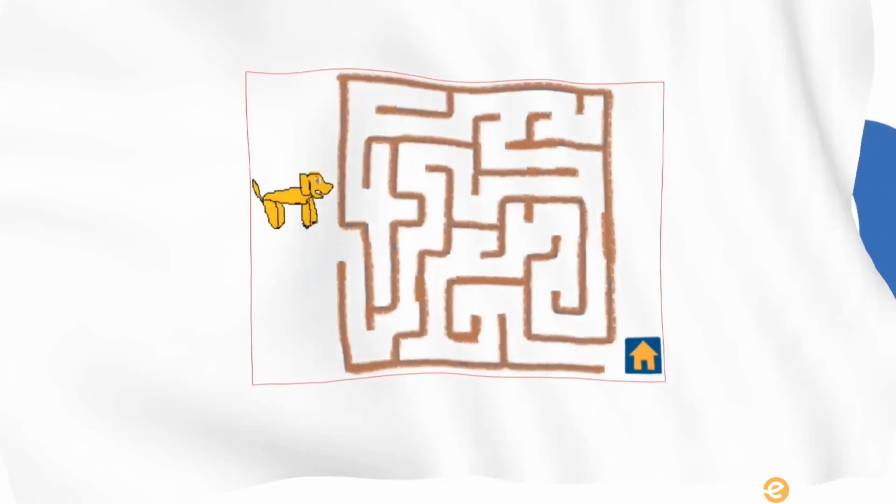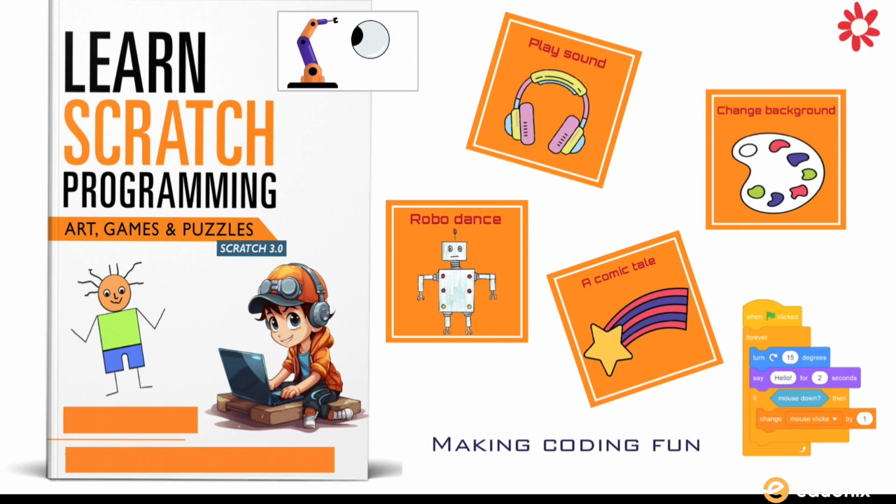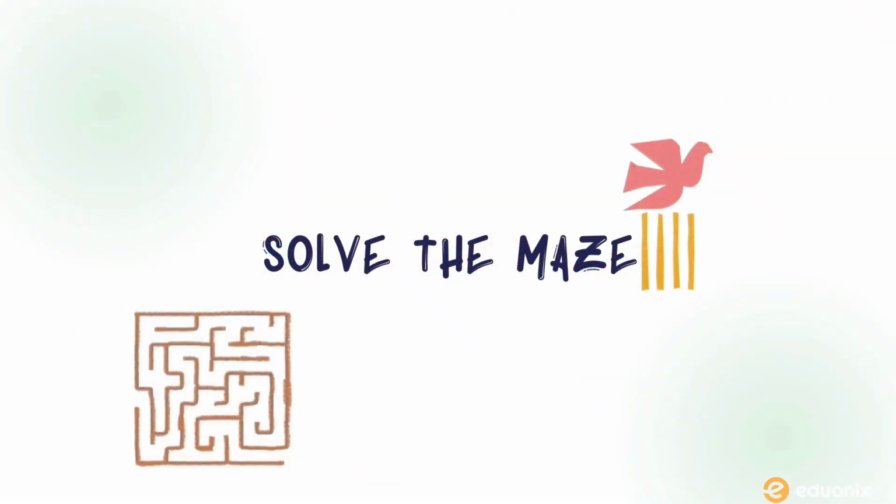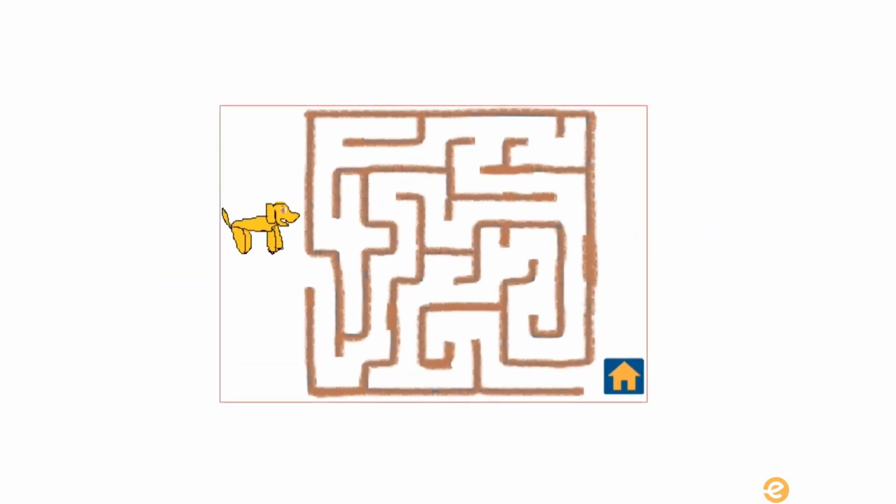In this session, we solved the maze using keyboard. Let's solve the maze again. We help a dog sprite find its way back to home. We have to move the dog sprite through the correct path to reach its home.